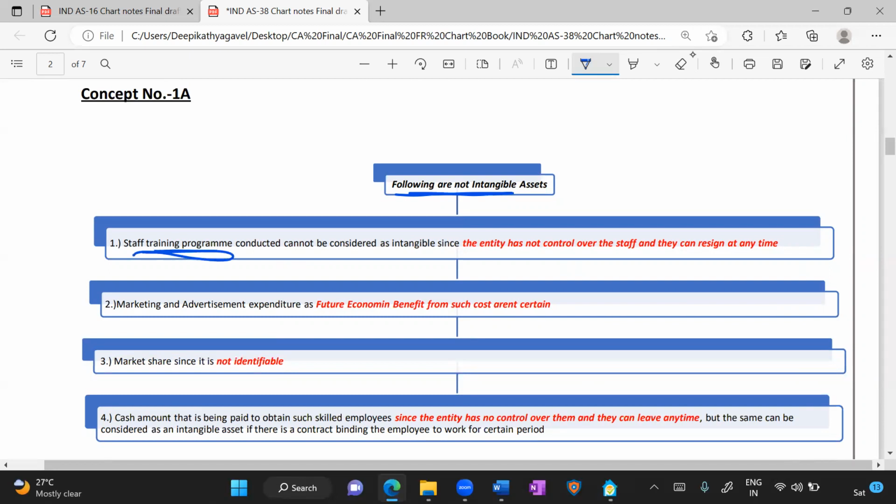You're training your staff and you give them some kind of knowledge. Now, can I classify that knowledge as an intangible asset? The standard says no, it cannot be considered an intangible asset. The very simple answer is that the entity has no control over the particular employees, and the staff can leave at any time. The control is not there.